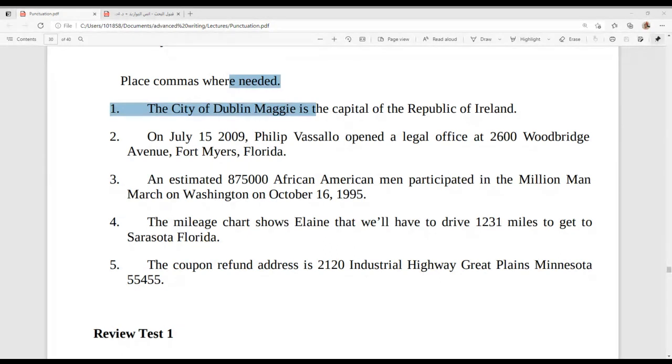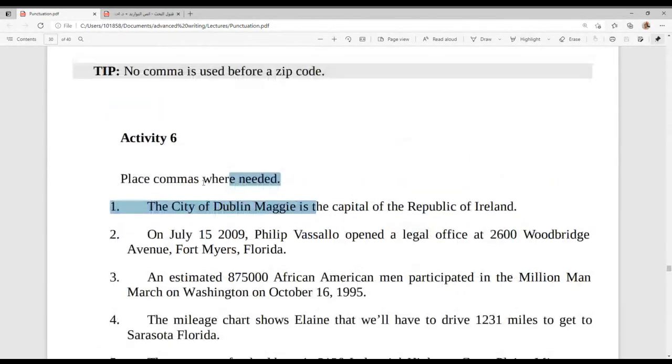No, wait, Noor. If you remember, here we said that no comma is used before a zip code. So 2600, this is a 4 digit number. Okay.